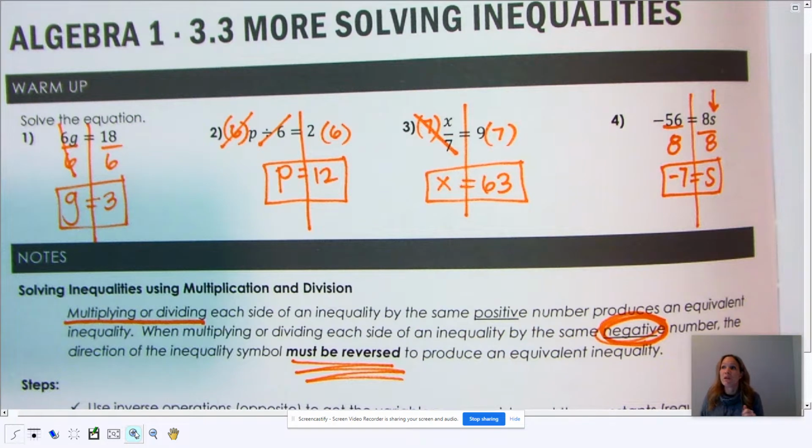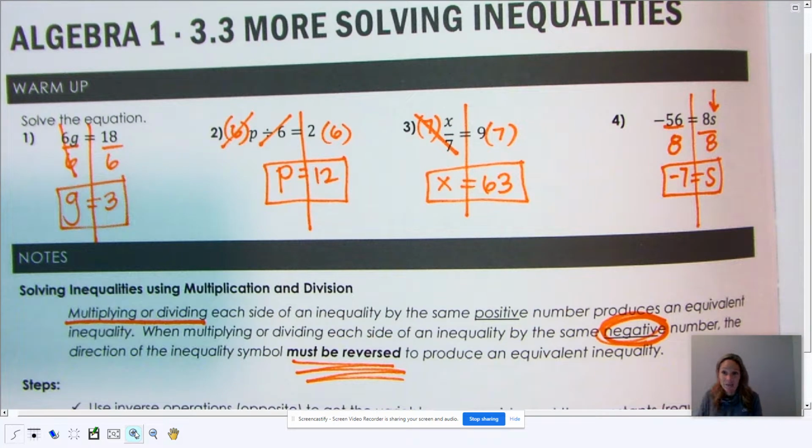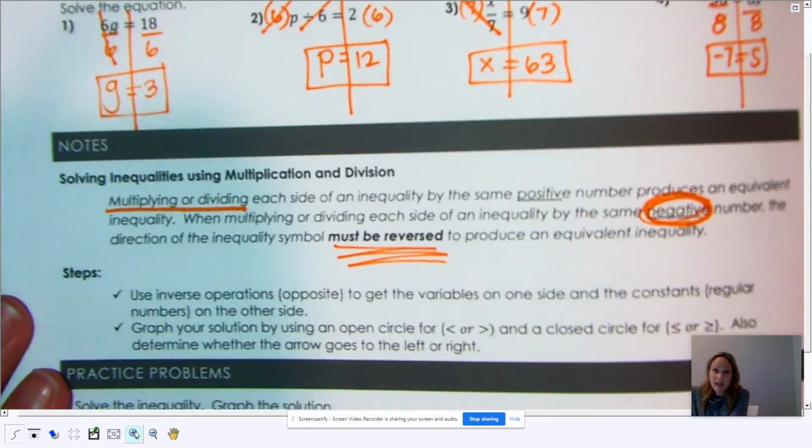So for example, 4 is greater than 3. But if I make them both negative, well, now -3 is greater than -4. So anytime I change the sign on both sides, which is what happens when we multiply or divide by a negative, then it makes the opposite true. Okay, so that's the only main difference. So let's look at some problems and see how that actually applies.